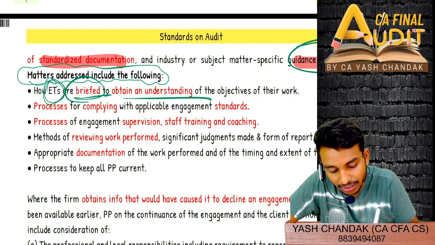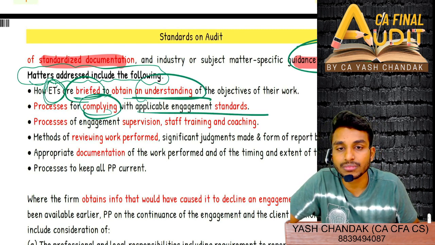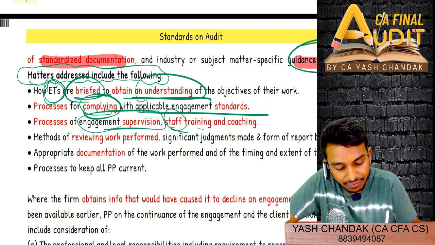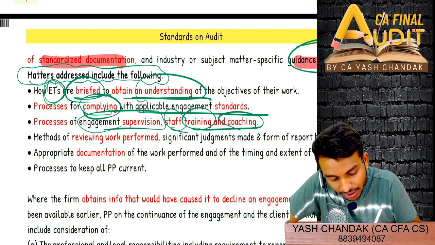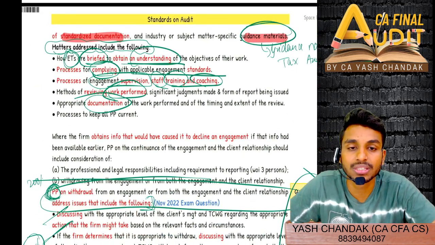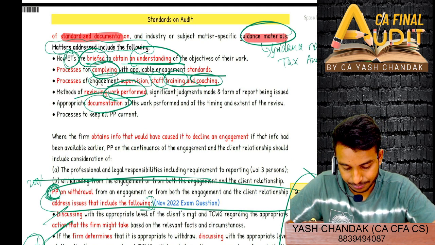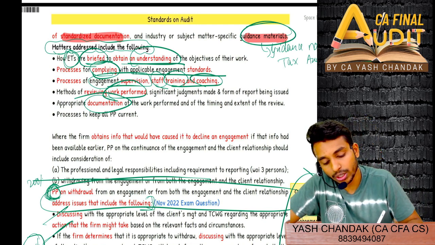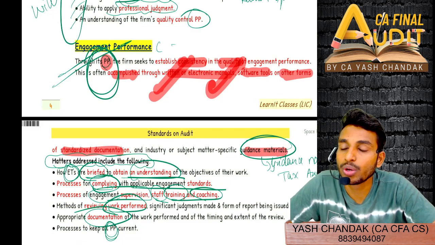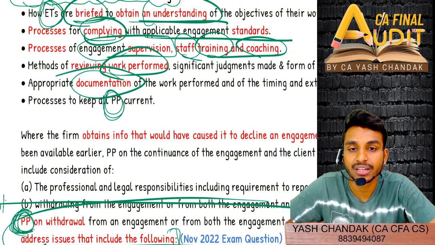Then, how engagement teams are briefed to obtain an understanding, and processes for complying with applicable engagement standards. How will you comply with all the standards? Processes of engagement supervision, staff training and coaching, methods of reviewing work performed, and how you are going to appropriately document the same. And how are you going to keep these policies and procedures, which you standardize in a documented format, current and updated?